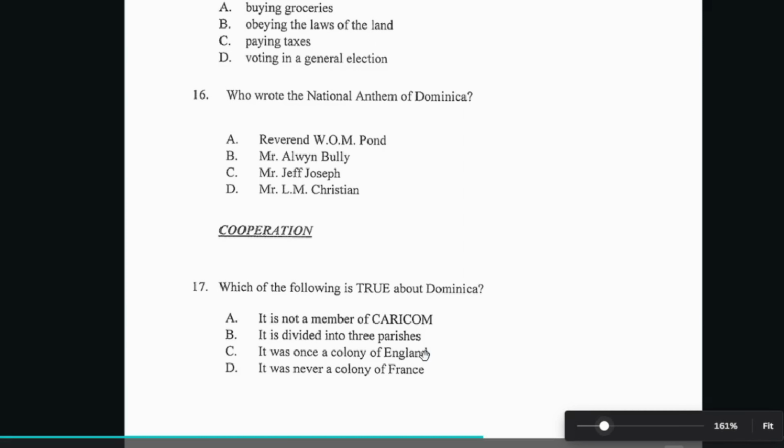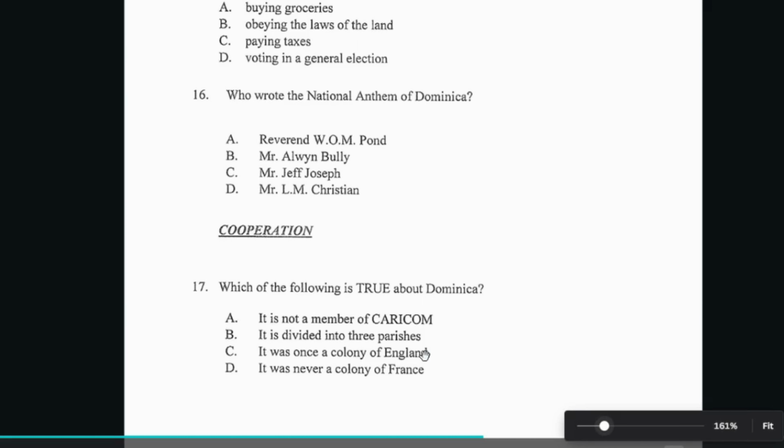A. Bahamians. We know Bahamas is part of the Caribbean. B. Dominicans. We know Dominica is part of CARICOM. Let's say CARICOM. C. Puerto Ricans. We know Puerto Rico is not part of CARICOM. Or is it D. Haitians? We know that Haiti is part of CARICOM.